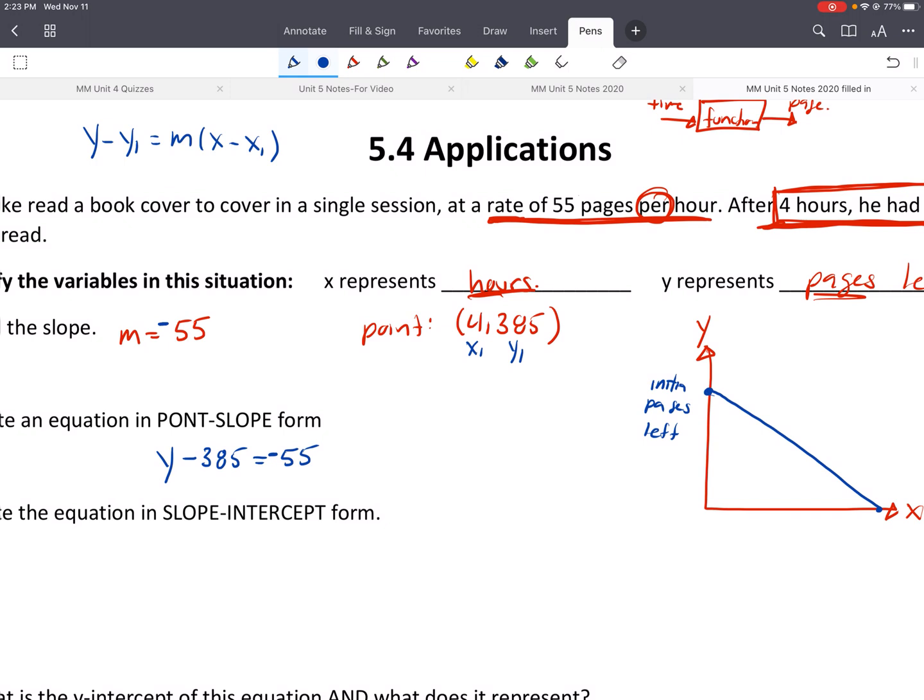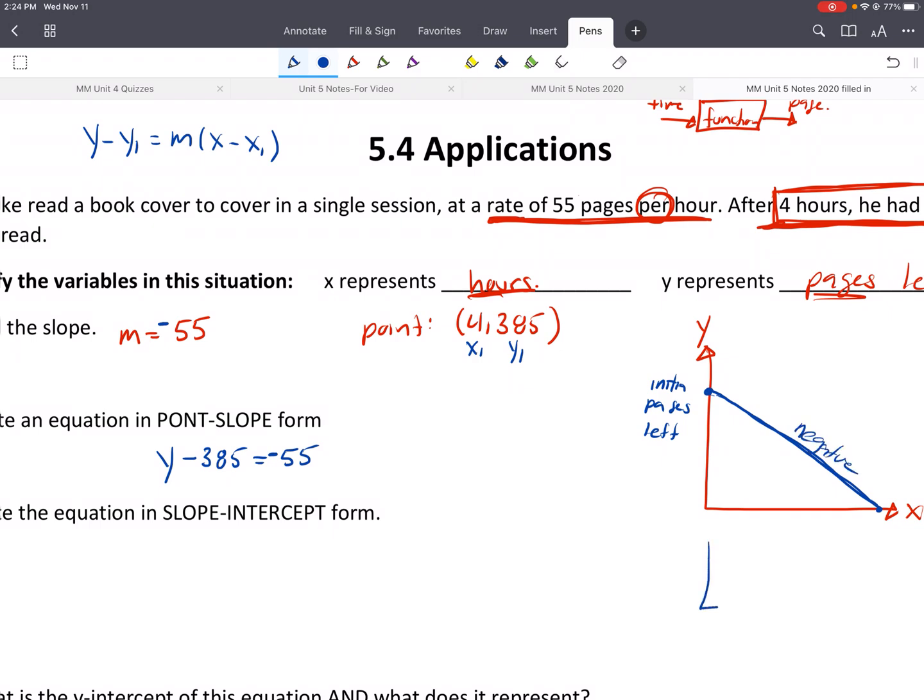Sometimes it's a little difficult to decide if the slope is positive or negative. Just think about the end: if the end is going to be 0, if we're trying to finish something, then your slope is whatever is going to bring us to 0. So here this would be a negative slope.